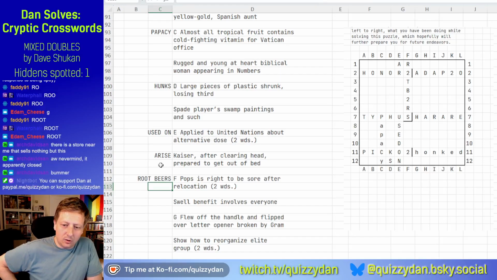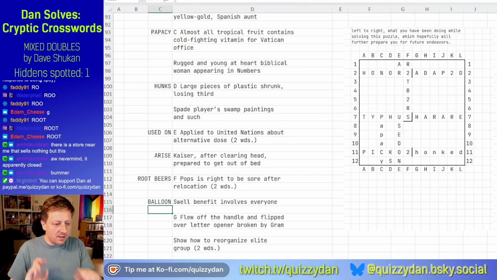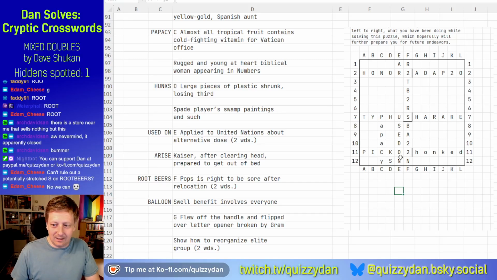Swell benefit involves everyone. I want everyone to be all. And so that could go... So balloons. If you swell, you balloon. So boon is a benefit and involves everyone. So that's a balloon. So that's going to go here. BALLOON. My lord. It just looks like the word bassoon there as well, doesn't it? You can now because of the length of balloon. You couldn't. You're absolutely right, but you can now.